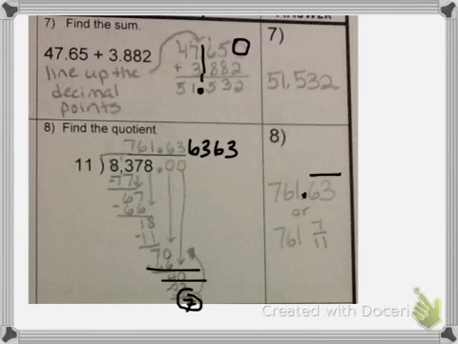If you decided to write your answer as a fraction instead, you would have stopped at this point, circle it, when you got to the remainder of 7, and then 7 becomes your numerator, 11 becomes your denominator. So 761 and 7/11.